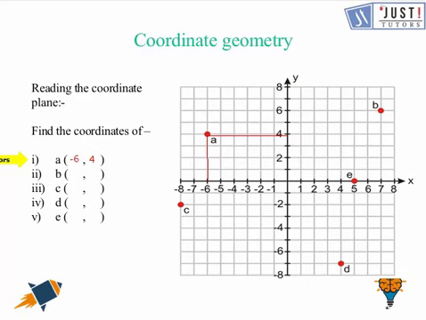Now let's read for B. You can pause the video if you want to try yourself. For B, on x it is sitting on 7 and on y it is on 6. Now for C, on x it is on -8 and on y it is on -2. That is in quadrant 3. Now for the point D, on x it is 4 and on y it is minus 7. For E, let's check.